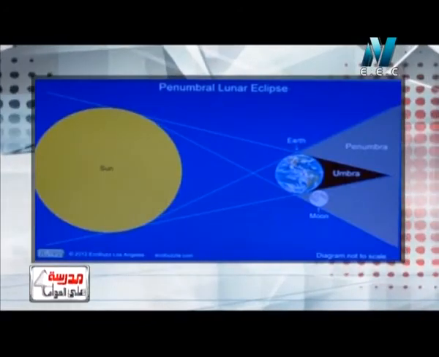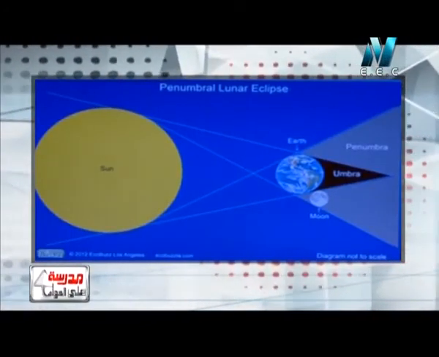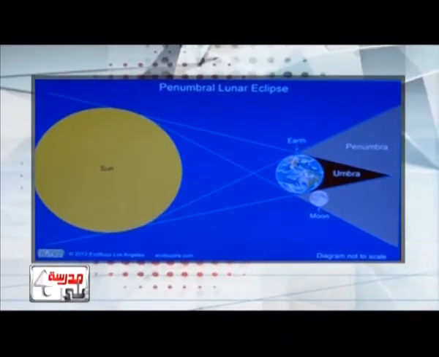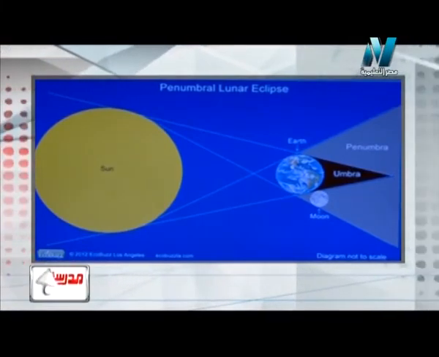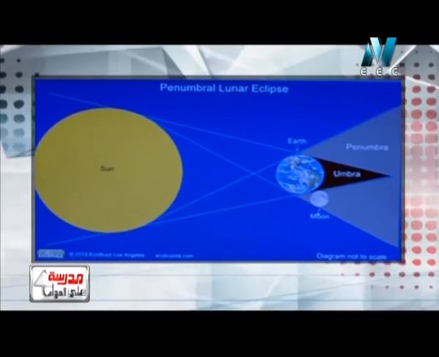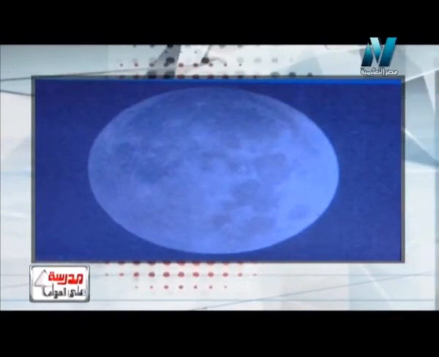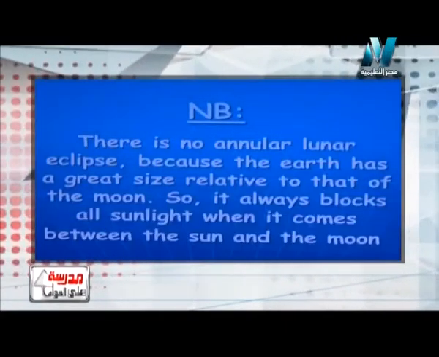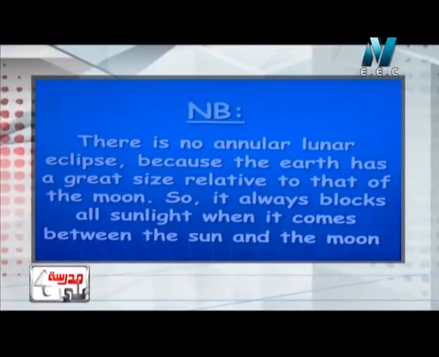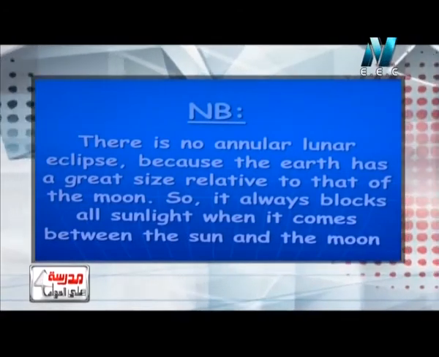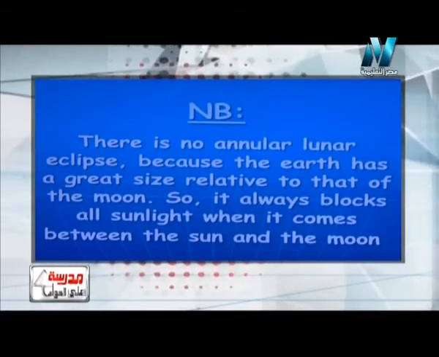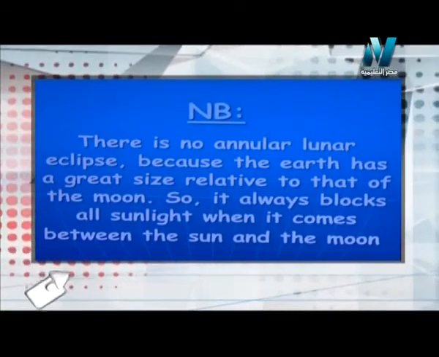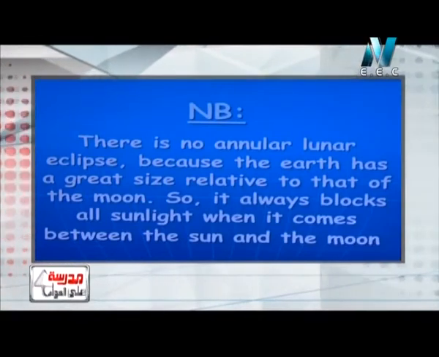So that's the image of partial or penumbral lunar eclipse, where all the moon entered an area we call penumbra. That's why we call it penumbral lunar eclipse or semi-shaded lunar eclipse. And this is the image of the moon in this case. Look here, there is no other lunar eclipse because the Earth has a great size relative to that of the moon, so it always blocks all sunlight when it comes between the sun and the moon. So we don't have a type called annular lunar eclipse, but there is annular solar eclipse.